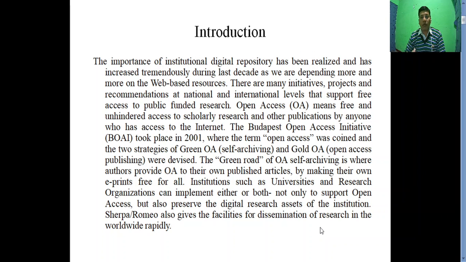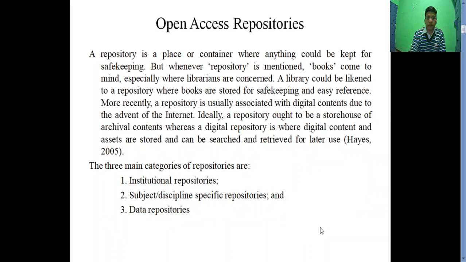The green route of open access, self-archiving, is where authors provide open access to their own published articles by making their own e-prints free for all. Institutions such as universities and research organizations can implement either or both, not only to support public access but also to preserve the digital research assets of the institution. SHERPA RoMEO also gives the facilities for dissemination of research worldwide rapidly.